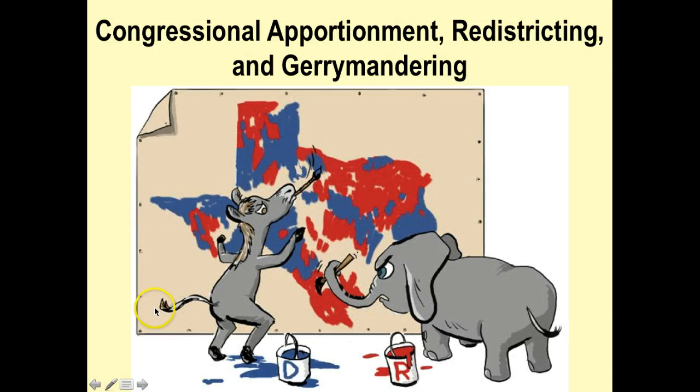This is Mr. Shulman, and today we are going to learn about one of the most fun, complicated, crazy things there is in the United States government, and that is congressional apportionment, redistricting, and one of my favorite words in English history, gerrymandering. As you can see in this beautiful political cartoon here, Democrats and Republicans are both guilty of creating districts to benefit their party. And you see them painting districts in the great state of Texas.